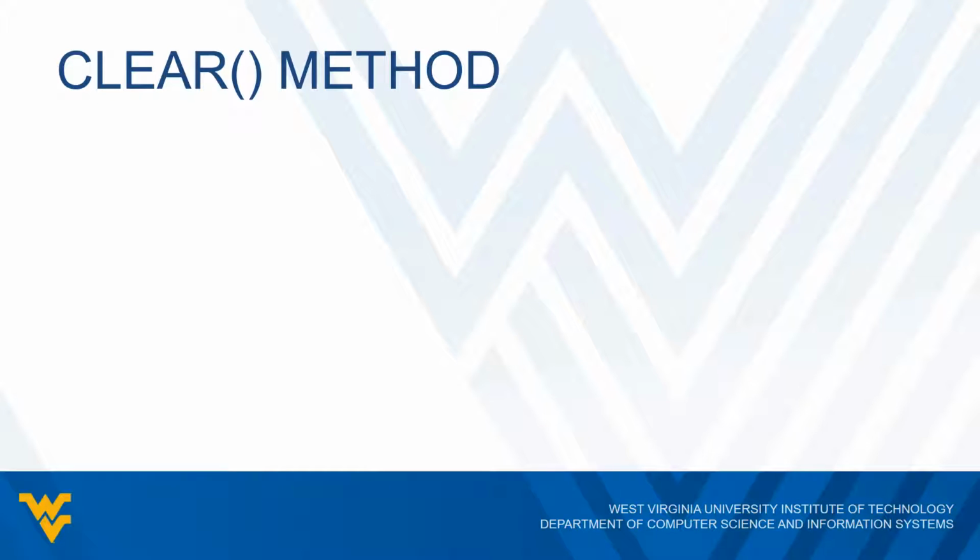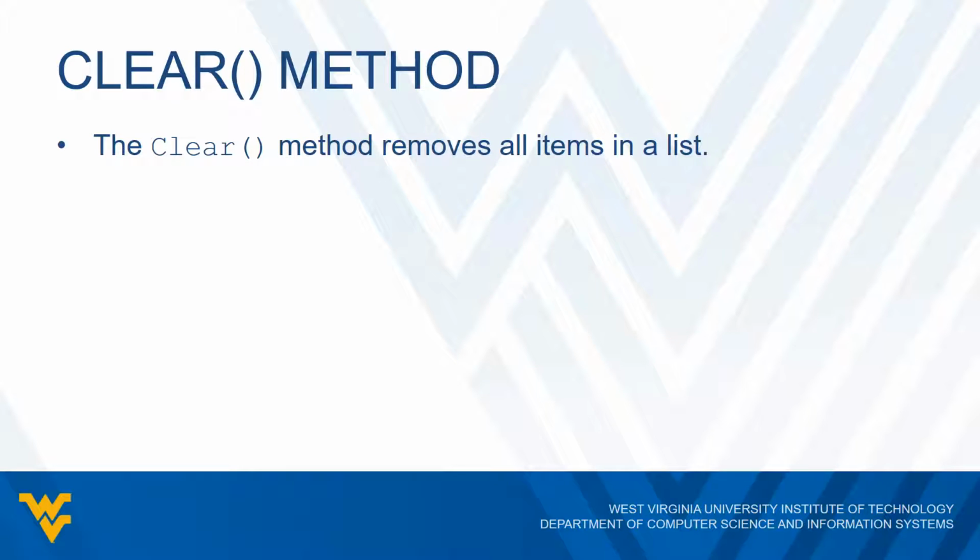Another method we can use is the clear method. This one's really straightforward. All it does is remove all the items in the list. So however many items you had, you call the clear method, and you're basically just resetting the entire list. So let me give you a quick example for this.